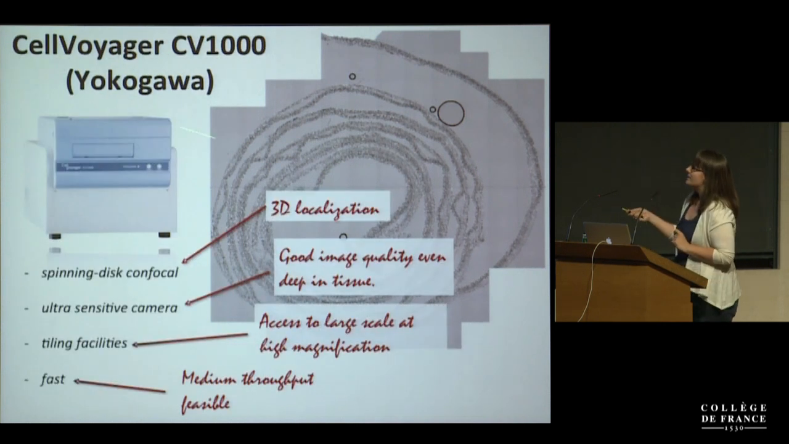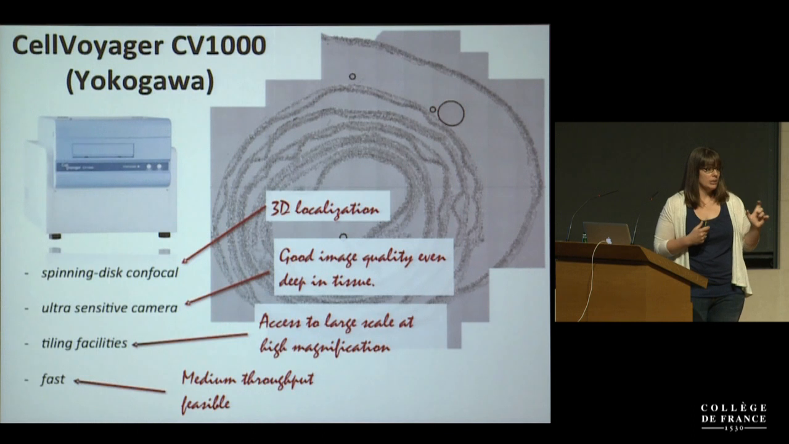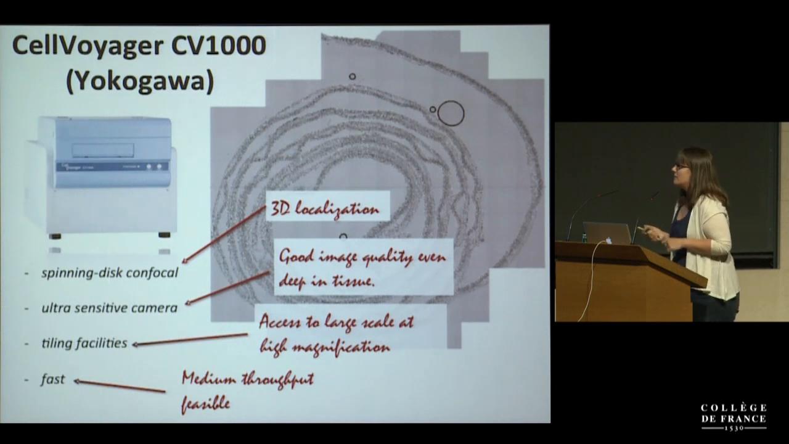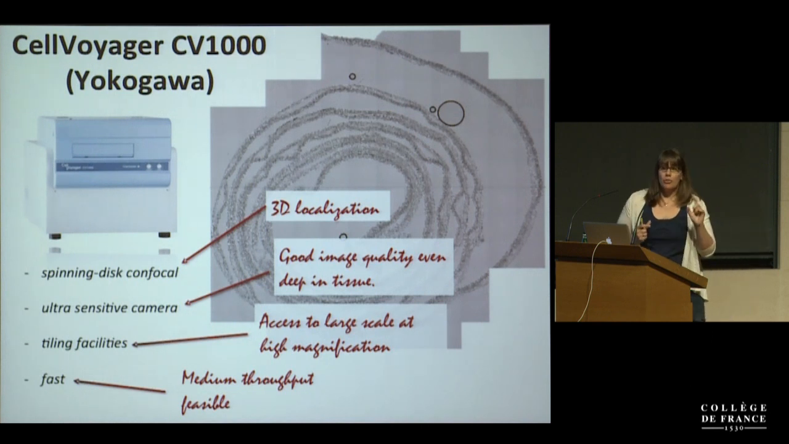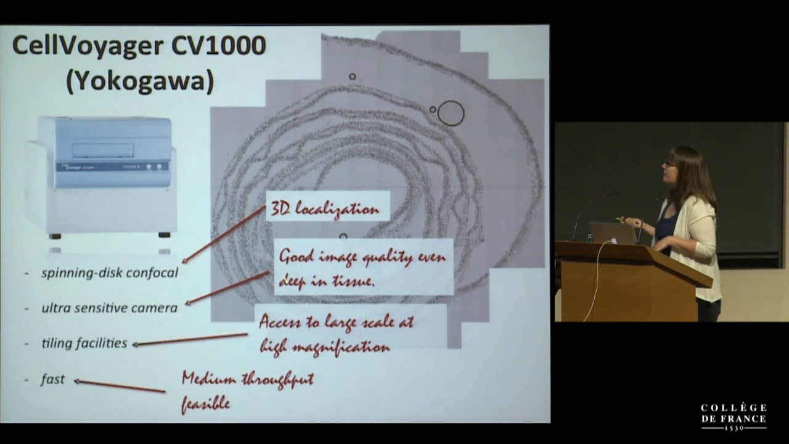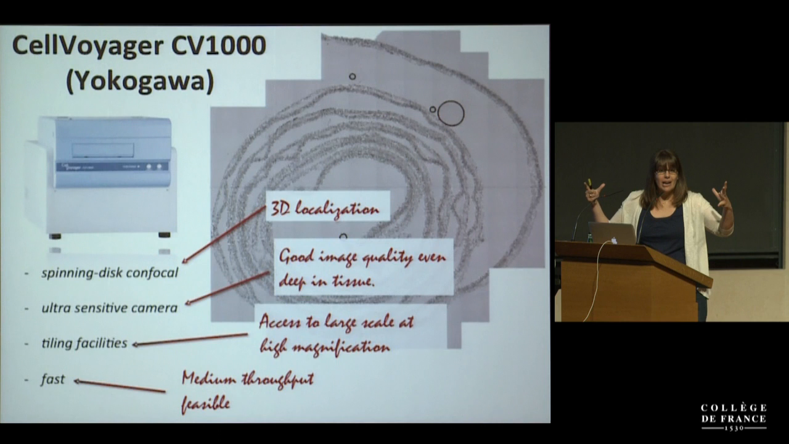So in the end, we had access to the Cell Voyager system, which is a spinning disk confocal. So that allowed us for this high-resolution 3D localization of the tissue and bacteria. It had a really sensitive camera, so we could image deep within the tissue. In fact, our tissue sections were rather thick. They were 30-micron thick sections. And then we could also tile the images, so we could look at a larger region at high resolution.